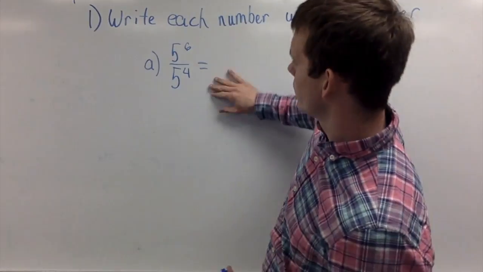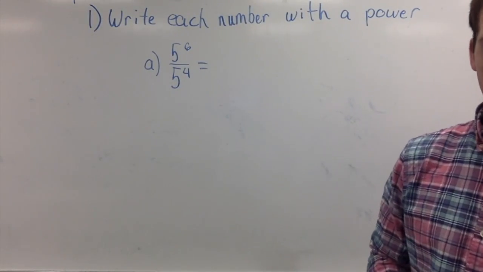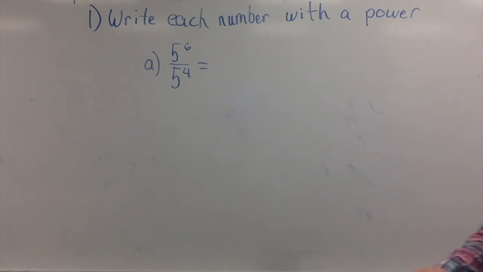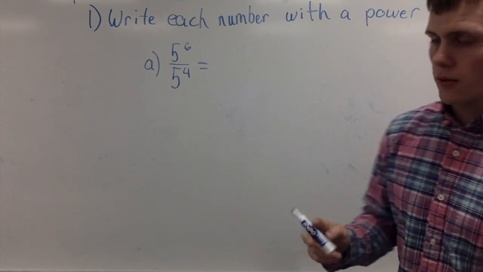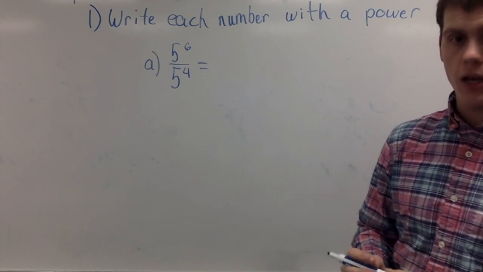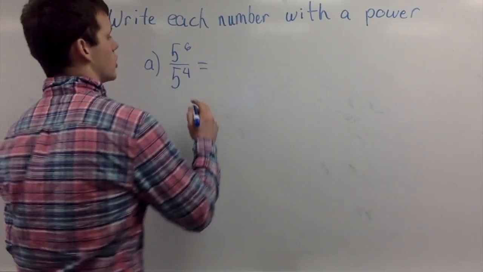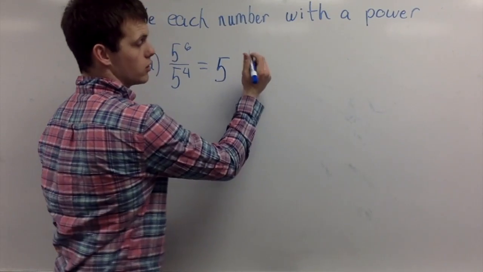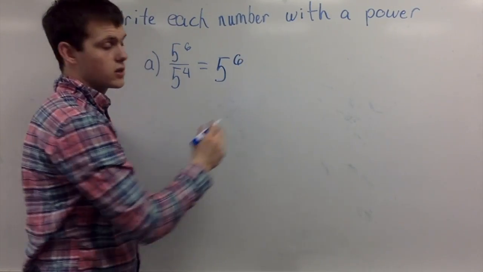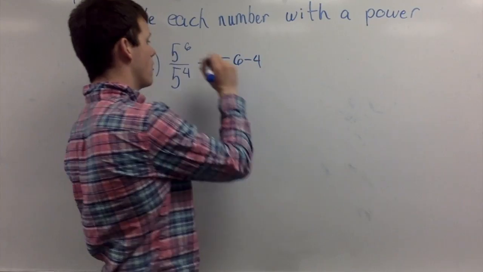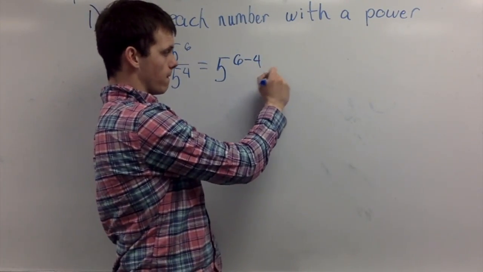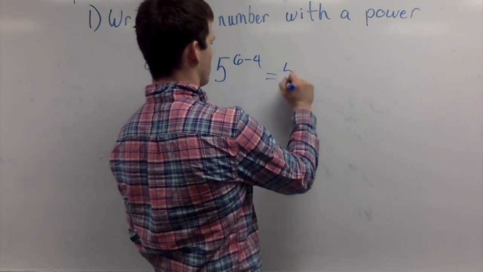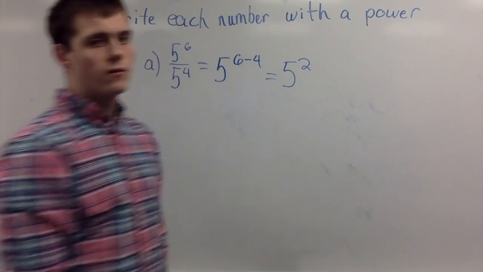We're going to start with our quotient of powers. So here we have 5 to the 6th over 5 to the 4th, which we know from yesterday, we subtract the exponents. So we have 5 to the 6 minus 4, which is then equal to 5 to the 2nd.